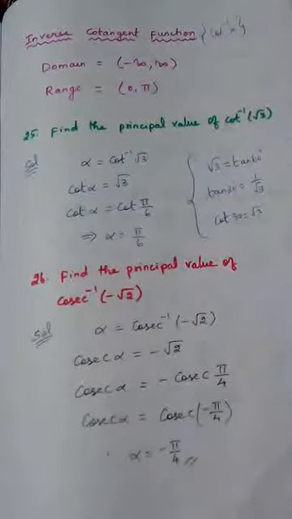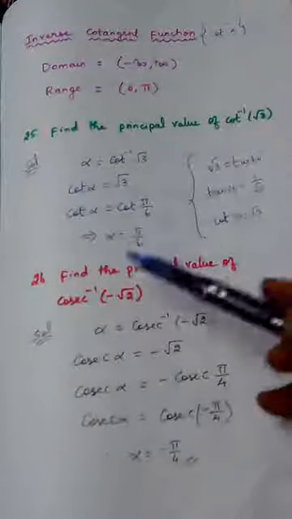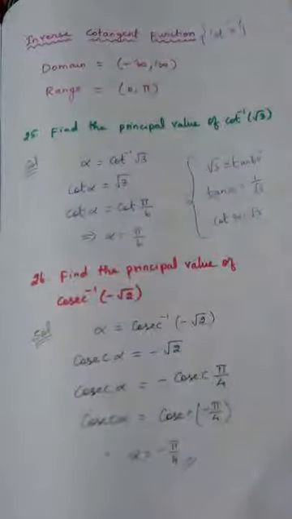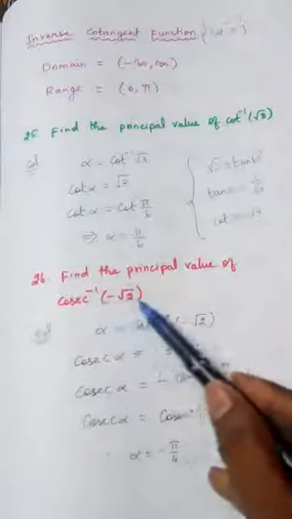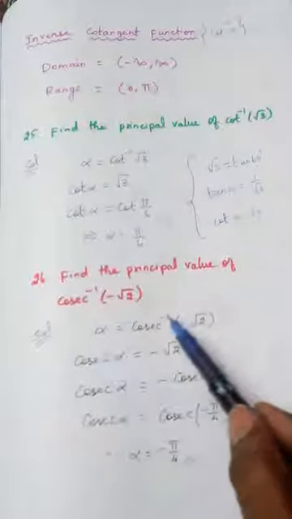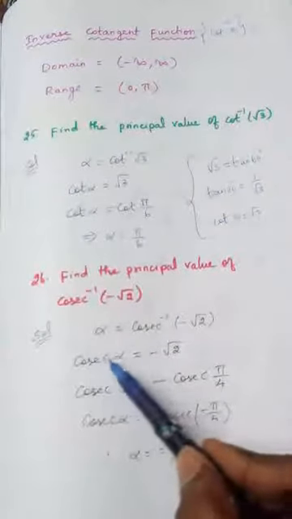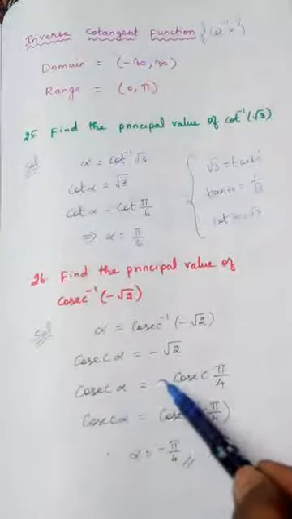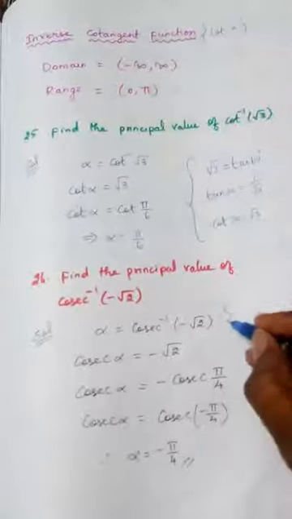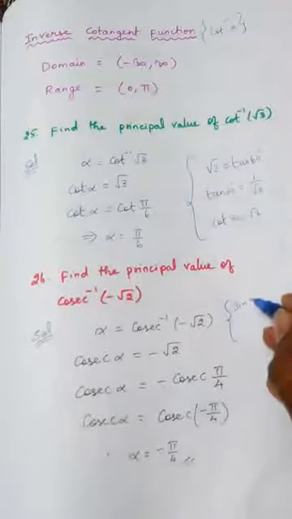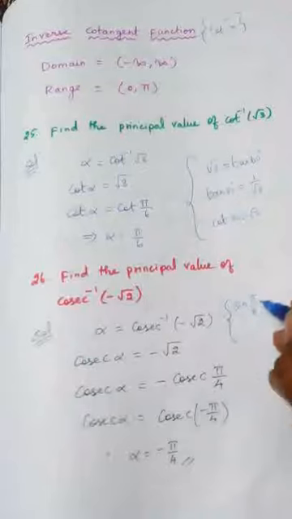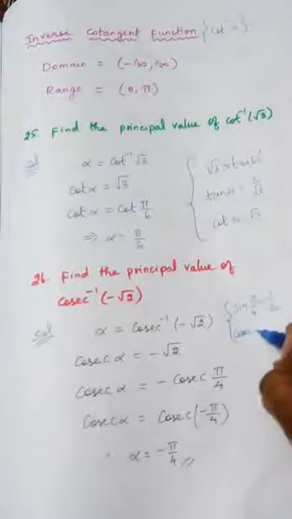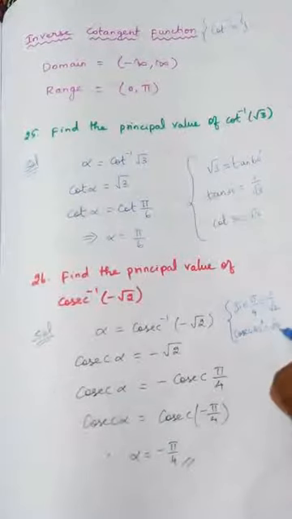We will see the next sum. Problem number 26. Find the principal value of cosecant inverse minus root 2. As usual, first we will take this as alpha. Cosecant inverse is taken to the other side. Cosecant alpha equal to minus root 2. Again for this, we know sine 45 degree equals 1 by root 2. Therefore, cosecant 45 degree equals root 2, right?